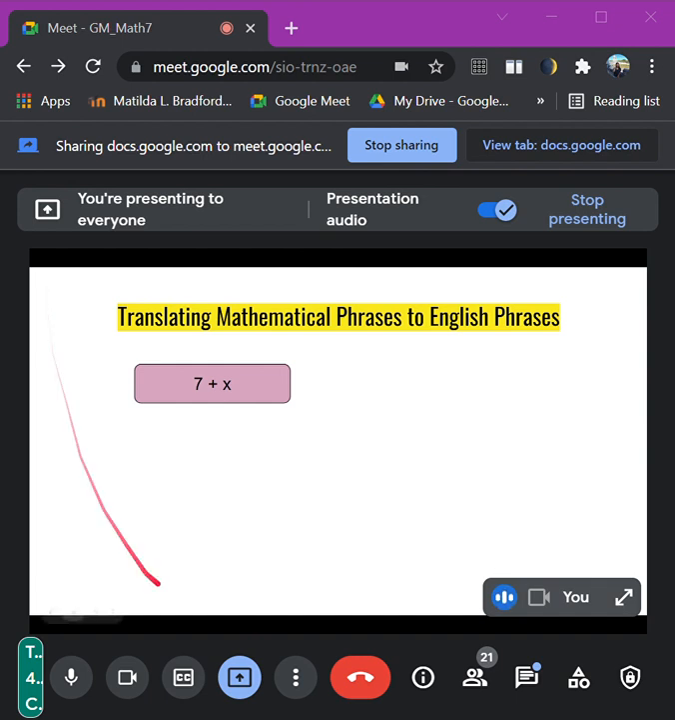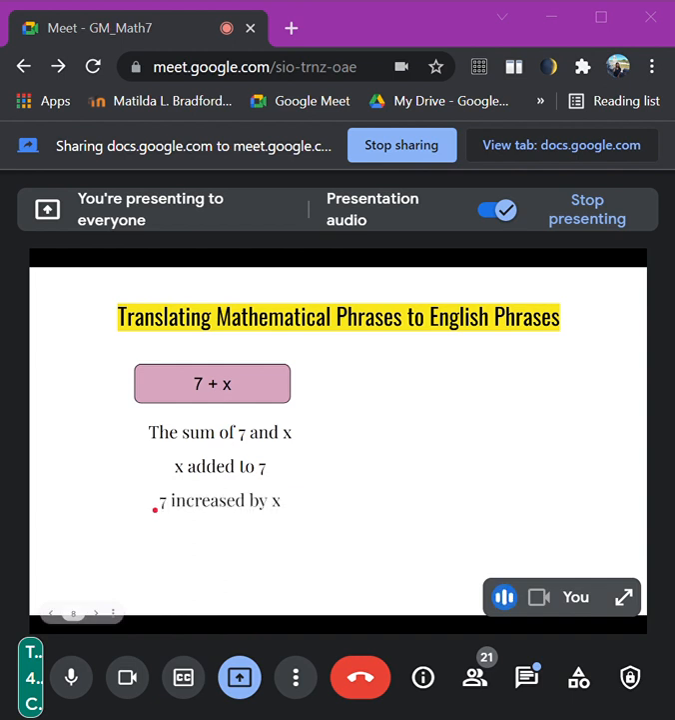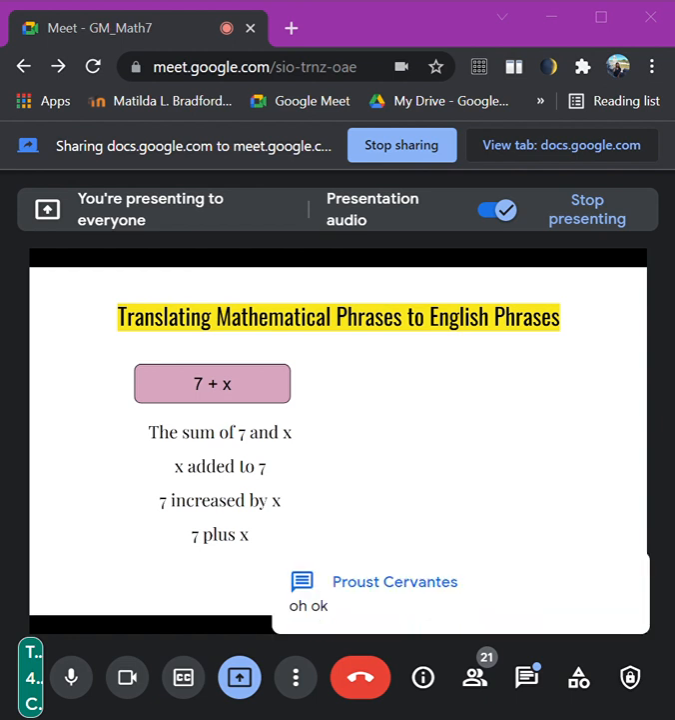So, we have the sum of 7 and x. We have x added to 7. And then we have 7 increased by x. We have 7 plus x. So these are the answers for that one.